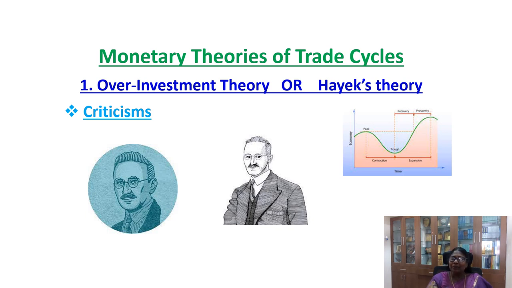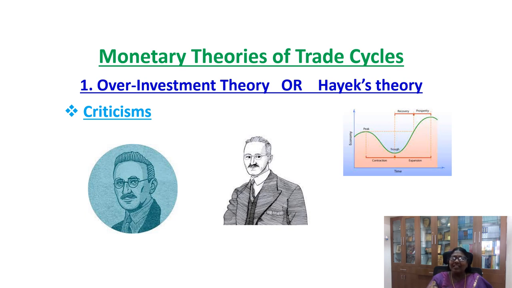If both equilibrium rate of interest and market rate of interest are equal, there will be stability in the economy. If equilibrium rate of interest is higher than market rate of interest, there will be prosperity and vice versa. For example, if market rate of interest is lower than equilibrium rate of interest due to increase in money supply, investment will go up. The demand for capital goods will increase, leading to rise in price of these goods.